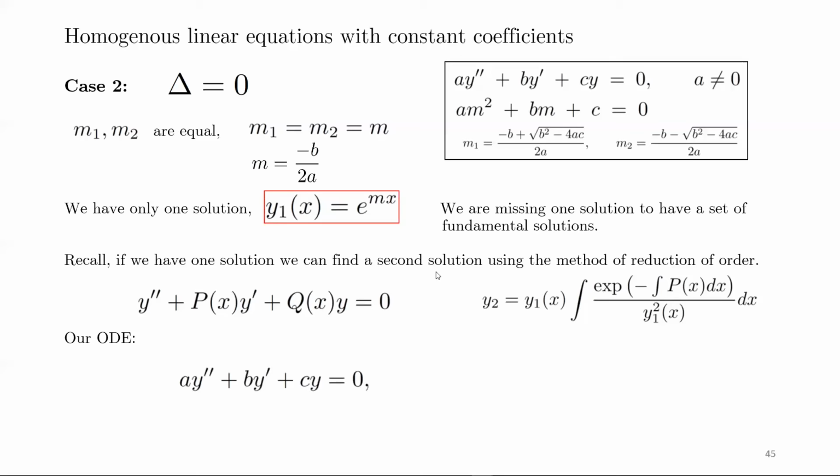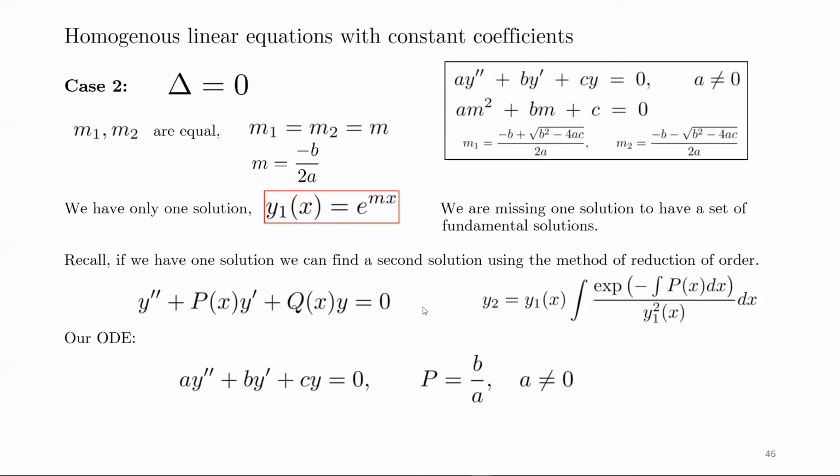So now our ODE is given by a y double prime plus b y prime plus c y equals 0. We can identify these functions p and q, although we only need p. I have to divide through by a here, so p is going to be b divided by a, since a is non-zero.